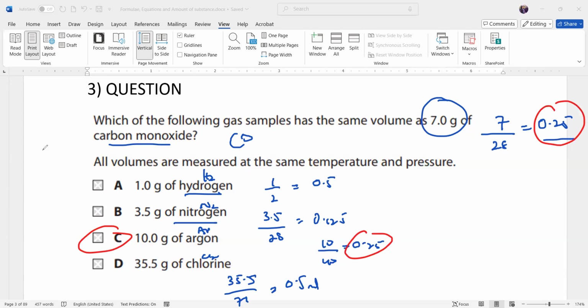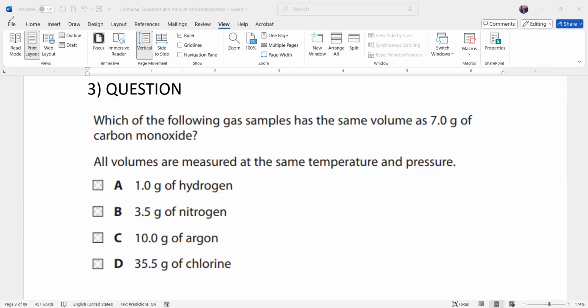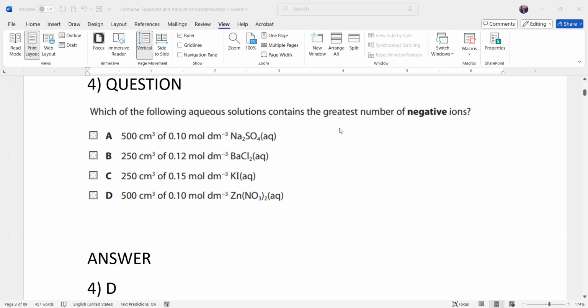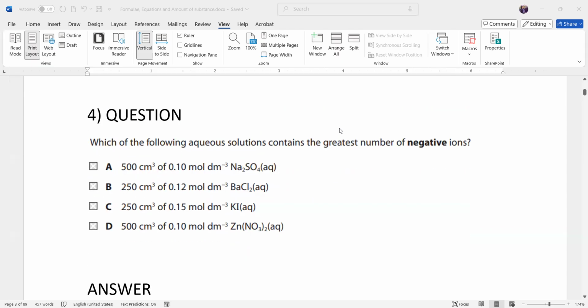Is it clear? Question 3. Which of the following aqueous solutions contains the greatest number of negative ions? So how can it be done? The correct answer for this one is D, but how can it be done?